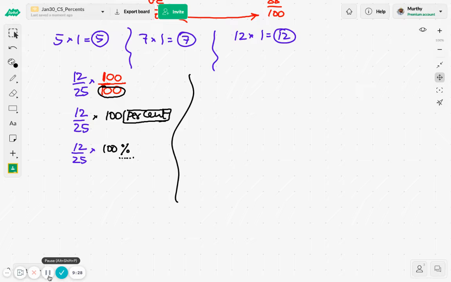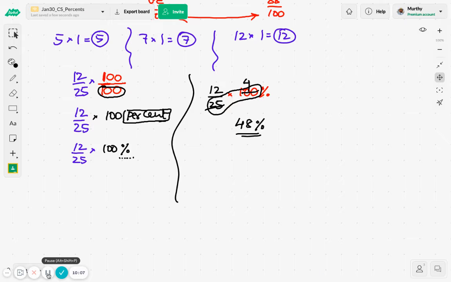Therefore, if you are given a fraction and you want to compute the percentage, just simply multiply the given fraction by 100%. I'm sure that you know how to do the multiplication. I already explained that. You go for the butterfly method. 100 is divisible by 25. How many times? It is 4 times. 12 times 4 gives me 48 percent. Okay, right. Any questions on this?